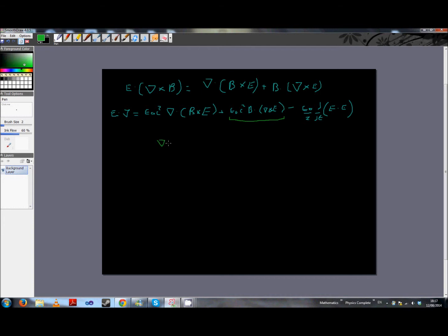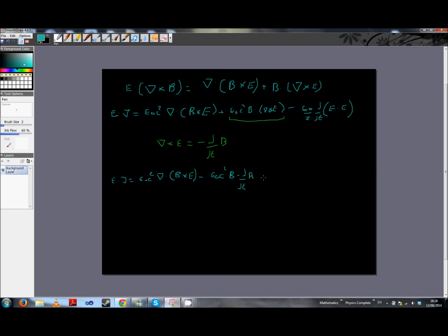And we use Faraday's law in differential form, which relates the circulation in the electric field as a consequence of a time-varying magnetic field. Faraday's law explicitly states that the curl of E is equal to minus d by dt of B. So by using Faraday's law, we can re-express the work expression as epsilon 0 c squared div B cross E minus epsilon 0 c squared B dot d by dt of B minus epsilon 0 over 2 d by dt of E dot E.